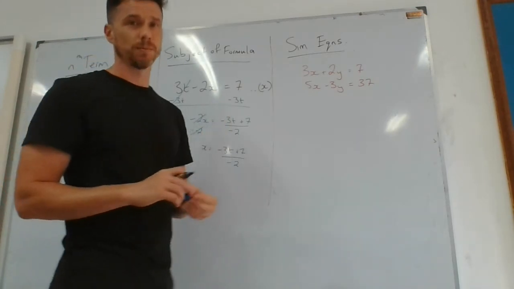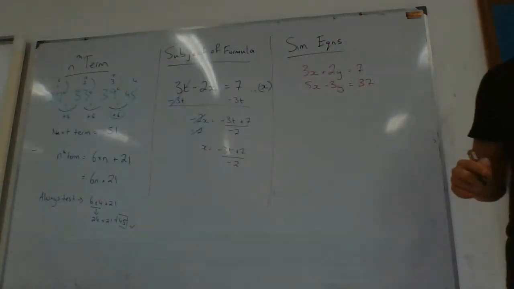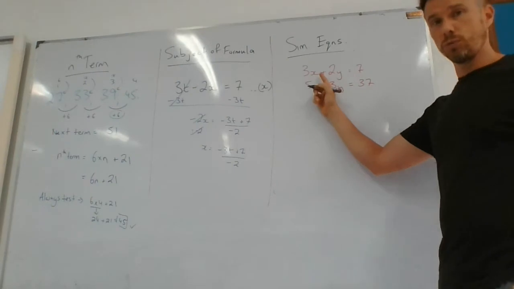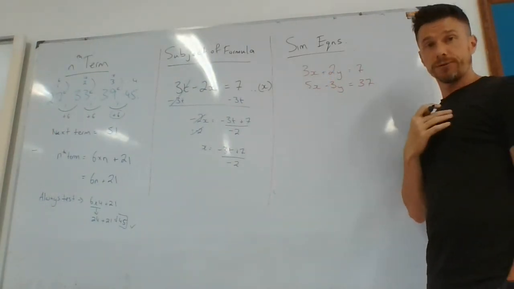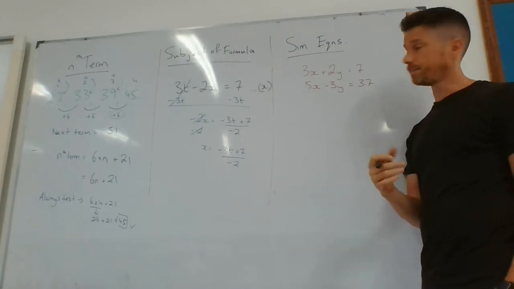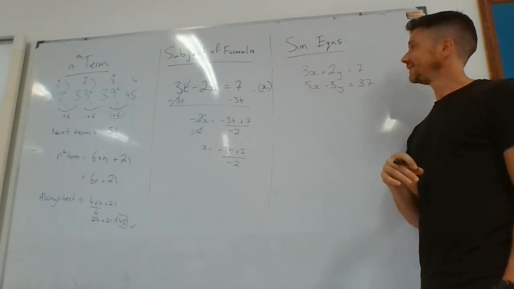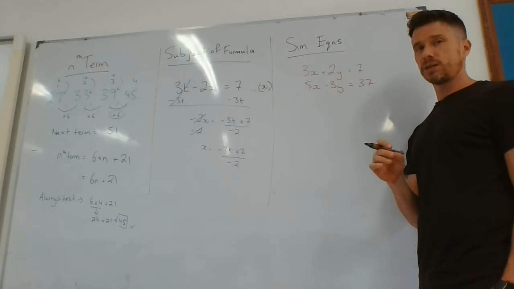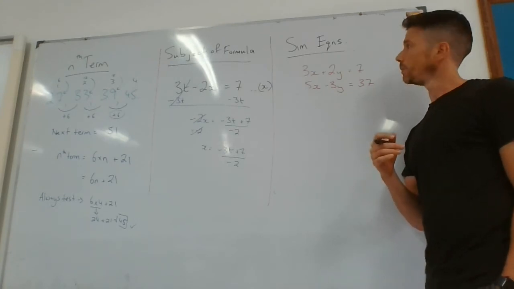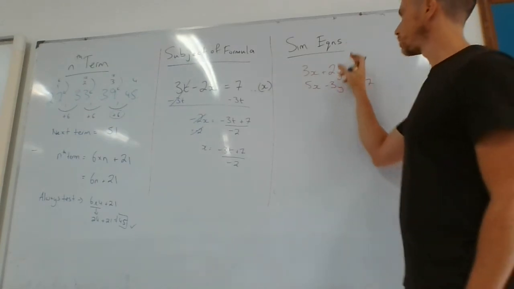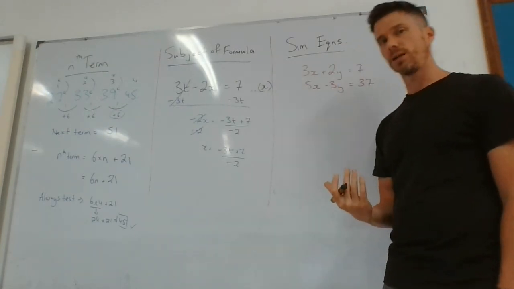Lastly, we look at simultaneous equations. Two unknowns, always x and y, that must be solved together simultaneously. So in order to do this, we use something called an elimination method, where we look at this first and second equation and we try and cancel out either the x's or y's. Hopefully you remember this.